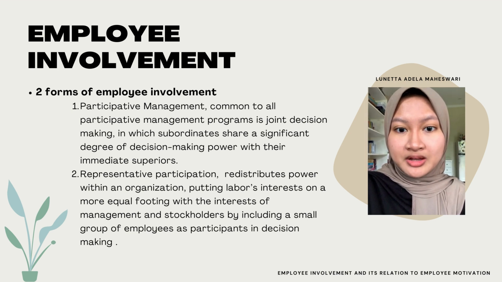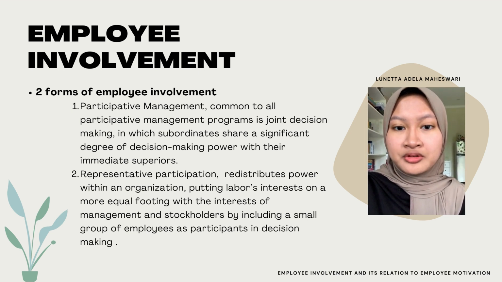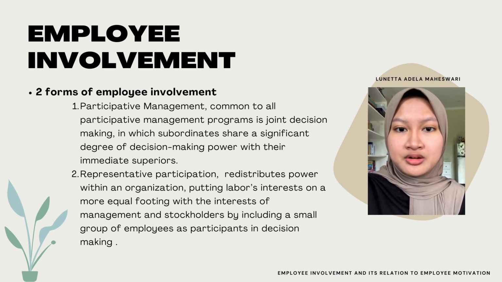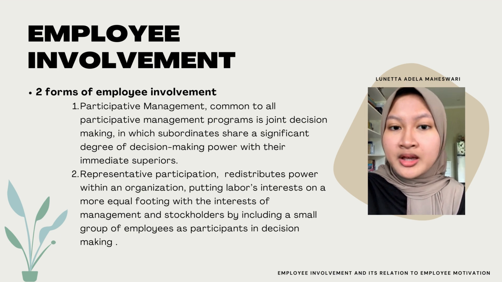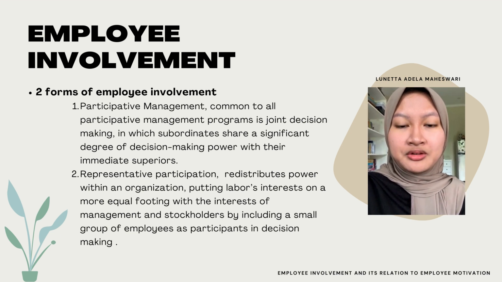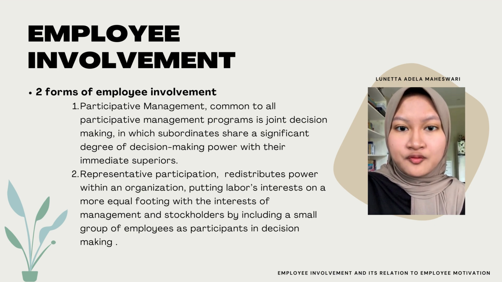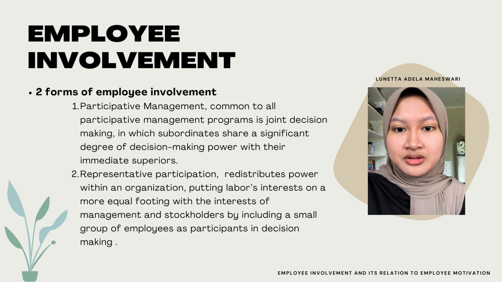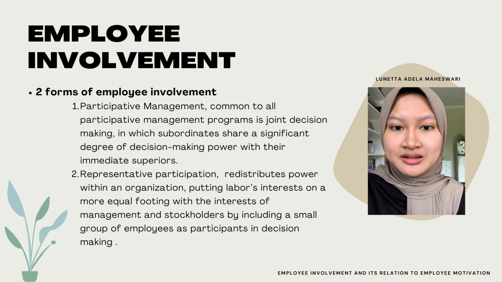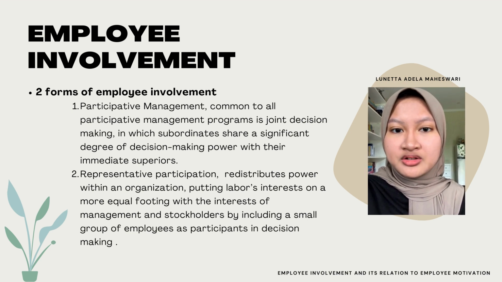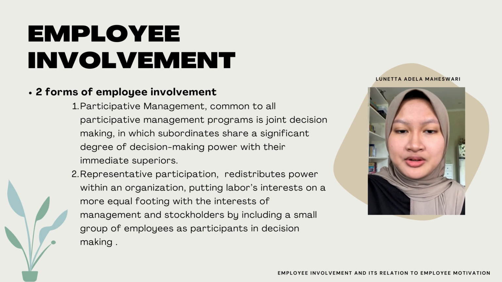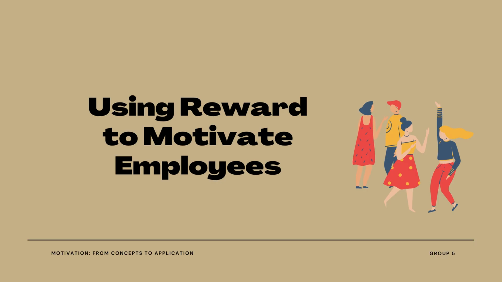And then the second one is representative participation. Representative participation redistributes power within an organization by putting labor's interest on a more equal footing with the interests of management and stockholders by including a small group of employees as participants in decision making. The two most common forms of representation are works councils and board representatives. Works councils are groups of nominated or elected employees who must be consulted when management makes decisions about employees. Board representatives, on the other hand, are employees who sit on a company's board of directors and represent employees' interests.